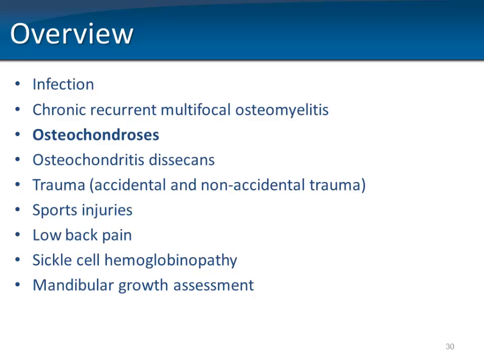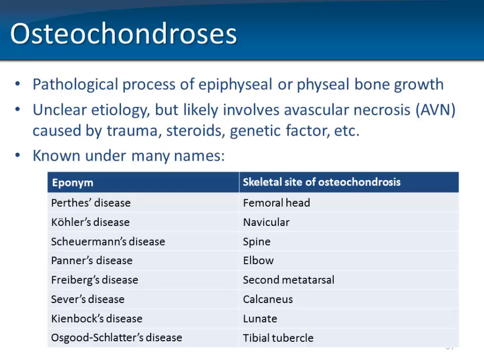Okay, so moving to the osteochondrosis, this is somewhat of a different disease. It means a pathological process of the epiphyseal or physeal bone growth, and the etiology is not quite clear, and it likely involves avascular necrosis caused by trauma, steroids, genetic factors, and so on. There are many different eponyms out there, depending on the skeletal site, but in fact it's just a variation of the same disease entity.